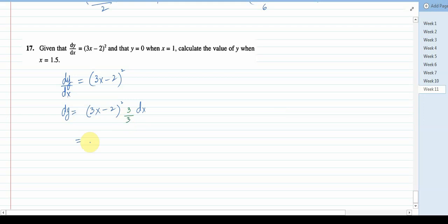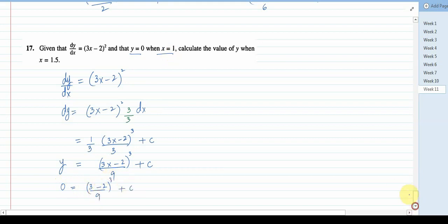So this 3 will be left outside. (3x minus 2) whole power 3 divided by 3 plus c. So it is (3x minus 2) whole power cube divided by 3 3s are 9 plus c. That is my equation y. When y is 0, x equals 1, so I am going to place those values here. So it's (3 minus 2) whole power cube divided by 9 plus c.